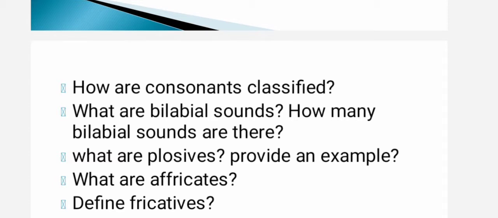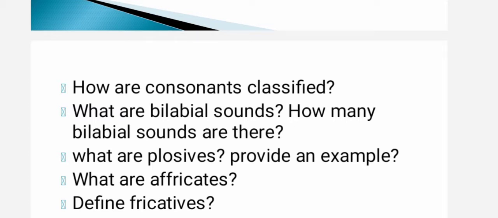Next, what are affricates? An affricate is a combination of a plosive and a fricative sound.